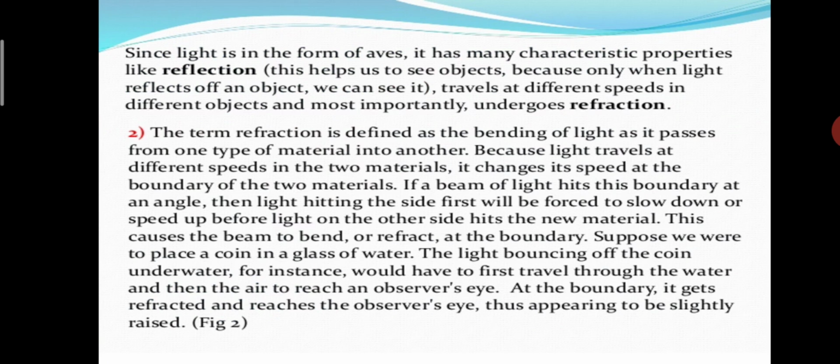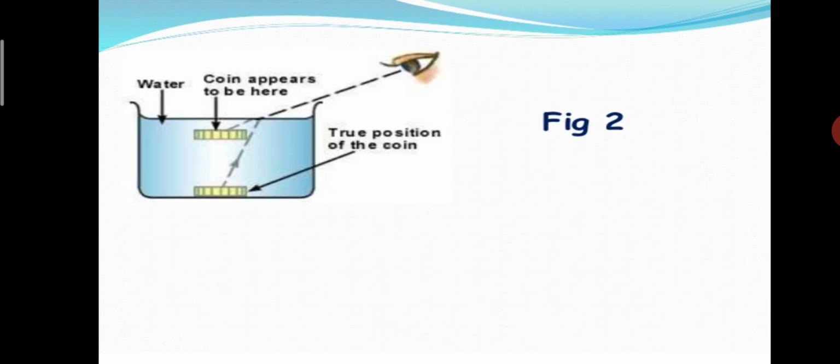Suppose we were to place a coin in a glass of water. The light bouncing off the coin underwater would have to first travel through the water, then the air to reach an observer's eye. At the boundary, it gets refracted and reaches the observer's eye. So what happened? The coin appears to be raised. See, this is our condition. We take water and put a coin in there, so that the coin is actually at the bottom, but it appears to be here at the top level. Okay.